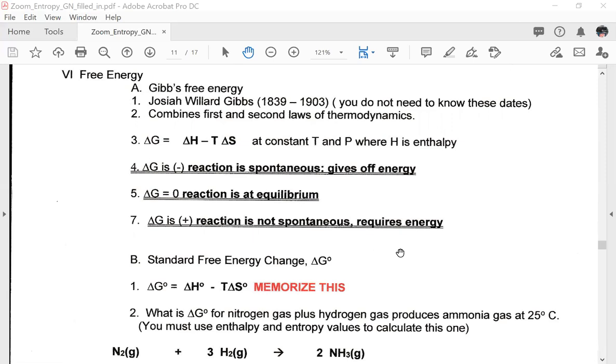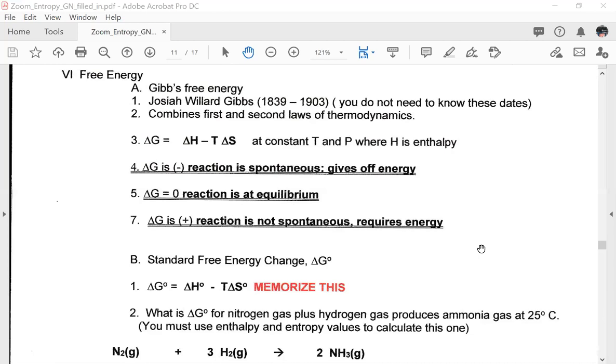Okay, so you're going to want to know this. When the change in free energy is negative, the reaction is spontaneous, it gives off energy. So for sure, know this. When the change in free energy is 0, the reaction is at equilibrium. When the change in free energy is positive, the reaction is not spontaneous and it requires energy. So absolutely know these 3 situations. Just memorize them.